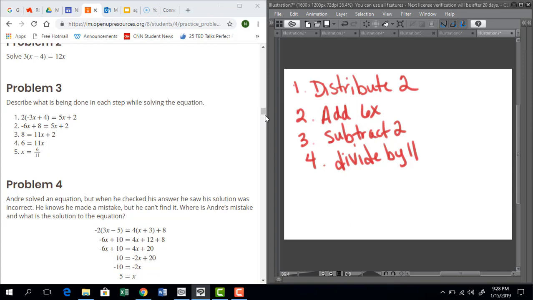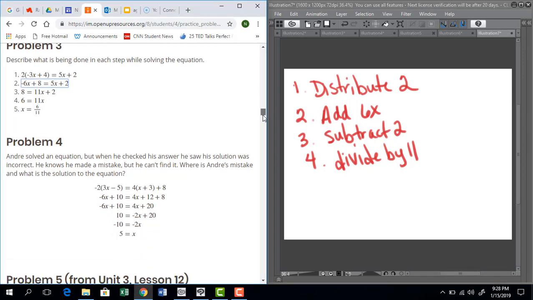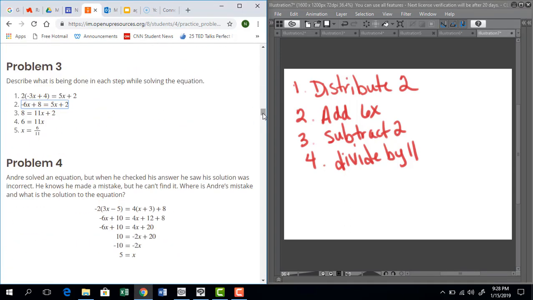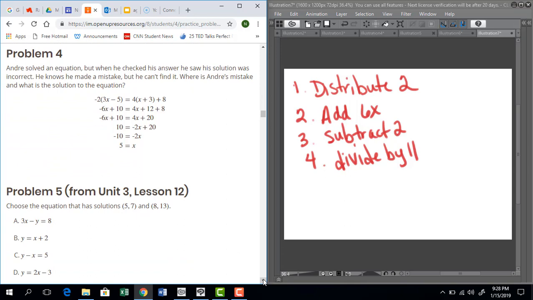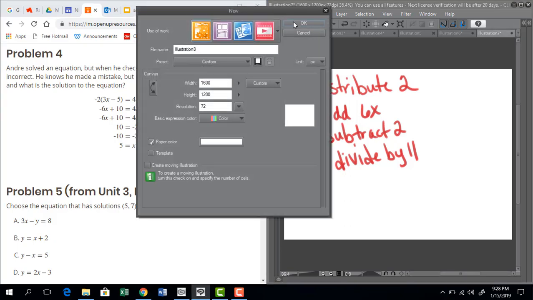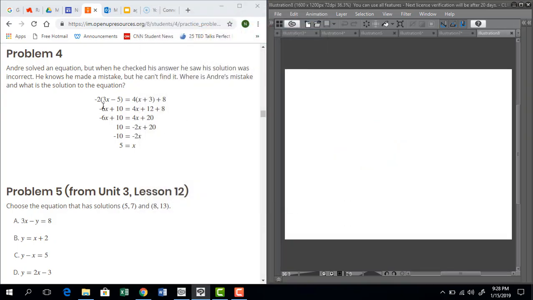Problem 4. Problem 4 says Andre solved an equation, but when he checked his answer, he saw his solution was incorrect. He knows he made a mistake, but can't find it. Where's Andre's mistake, and what is the solution to the equation? So we need to find Andre's mistake. So if we look here, it looks like he distributed the 2. And I'll just write this out so we can find his step. So let's just work his equation, and then we'll find his mistake.